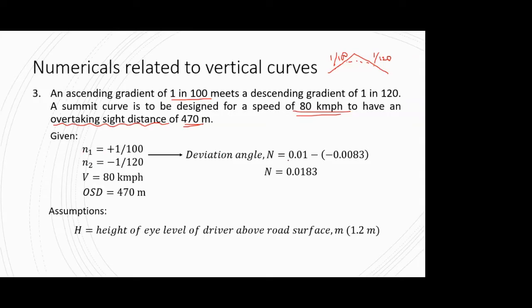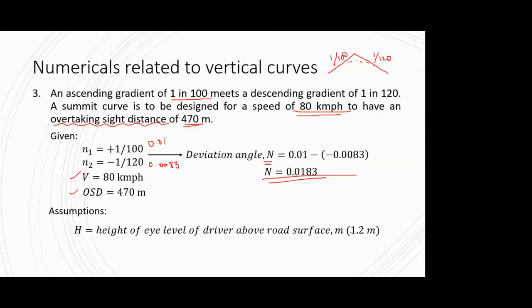So first step, you have to find out the deviation angle, capital N. It's the algebraic difference. I have just converted these fractions into decimals. So 1 by 100 is 0.01 and 1 by 120 is 0.0083. Those values I have taken here directly, and your deviation angle comes out to be 0.0183. Speed you have been given 80 kmph, OSD is 470 meter.